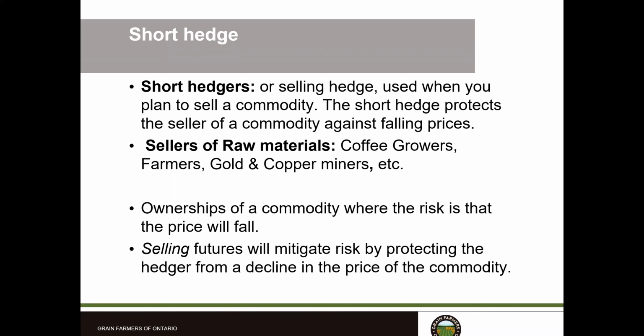Then the short hedgers is where we fall into the category again. This is the farmers. So we use it as a selling hedge, used when you plan on selling a commodity. The short hedge protects the seller of a commodity against falling prices. Now, if it's a speculator, he's shorting it because he thinks the price is going to go down. He wants it to go down. But as a farmer, he doesn't want the price to go down, and he wants to protect himself against falling prices. So sellers of raw materials, such as coffee growers, farmers, gold and copper miners, are concerned with the price falling. So they're considered short hedgers. The ownership of a commodity carries the risk that the price will fall, so selling futures will mitigate the risk by protecting the hedgers from a decline in the price.